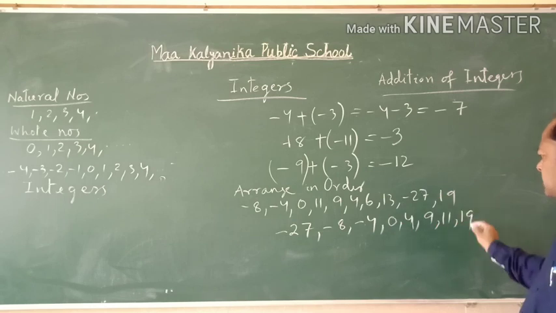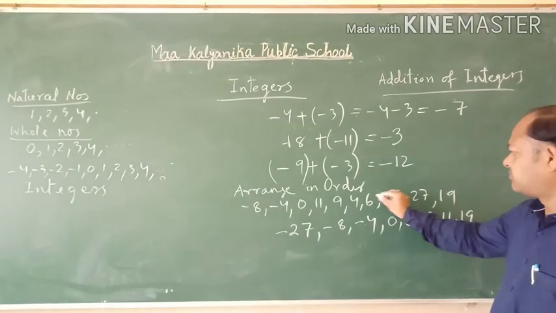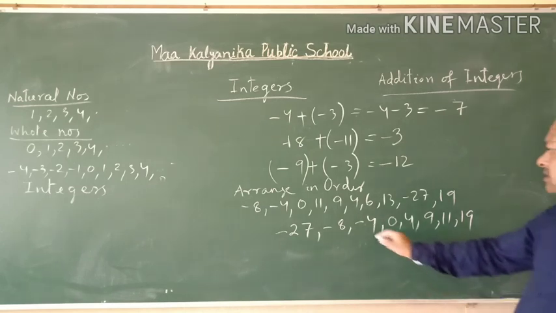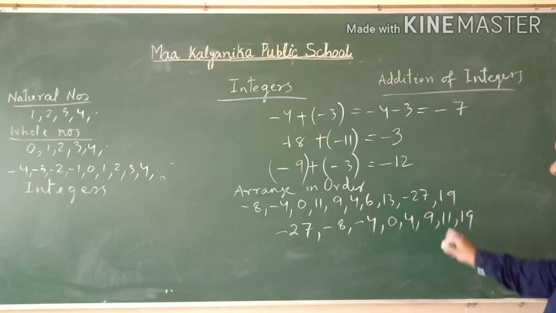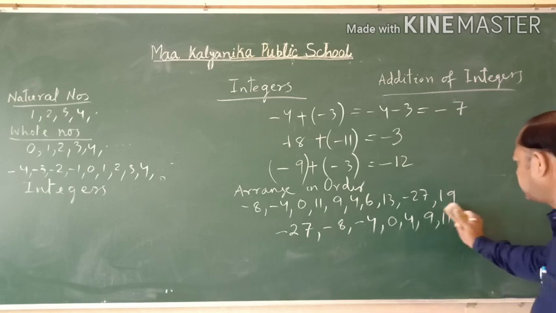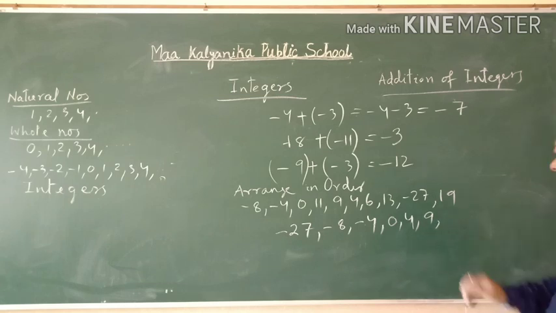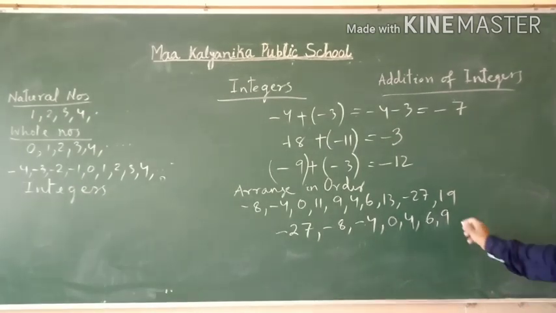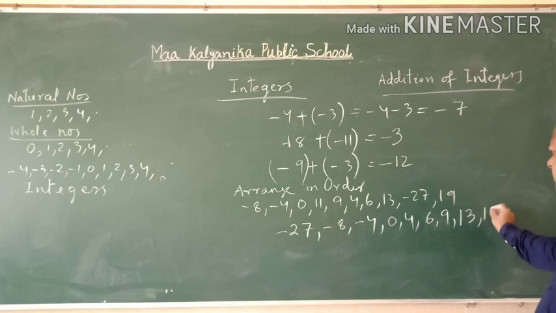19, like this. Okay, so let me count: 1, 2, 3, 4, 5, 6, 7, 8. One number I am missing. Which number is there? 11 is there, 9 is there, 4 I am missing here. So let's write 4 here, and 6 I am missing, so write 6, then 9, then after 9, 13, then 19. So I think it is completed now.